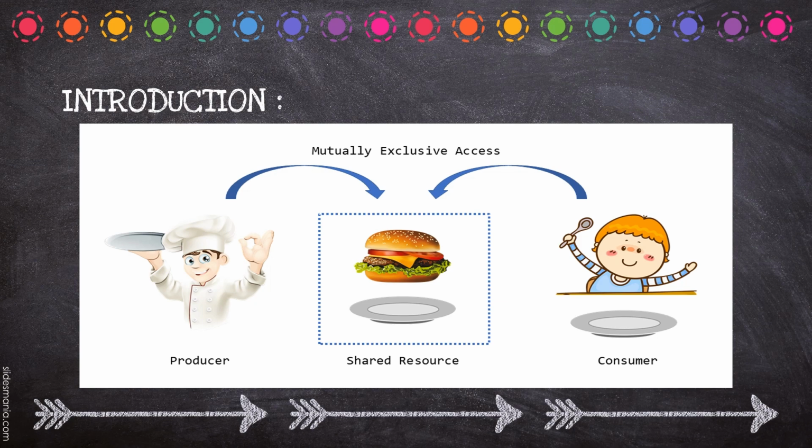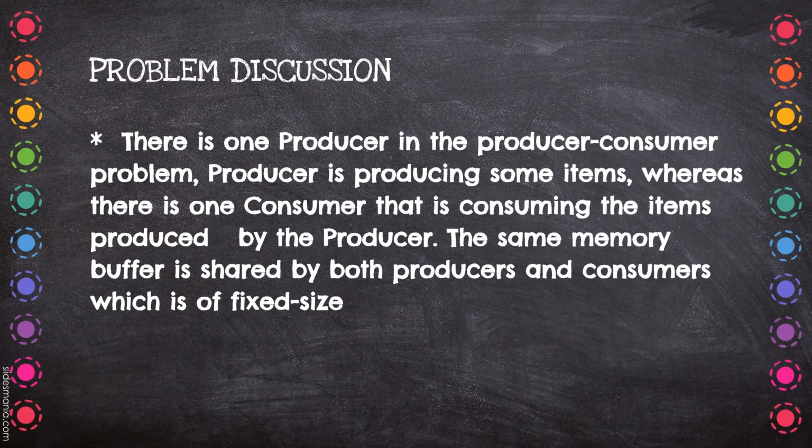Let's start our session. There is a producer in the producer-consumer problem. The producer is producing some items, whereas there is one consumer that is consuming the items produced by the producer. The same memory buffer, which is of a fixed size, is shared by both producer and consumer.